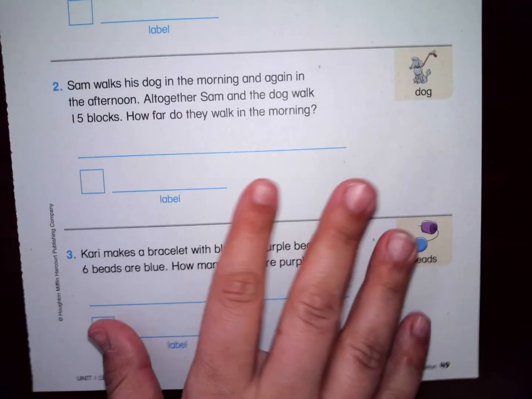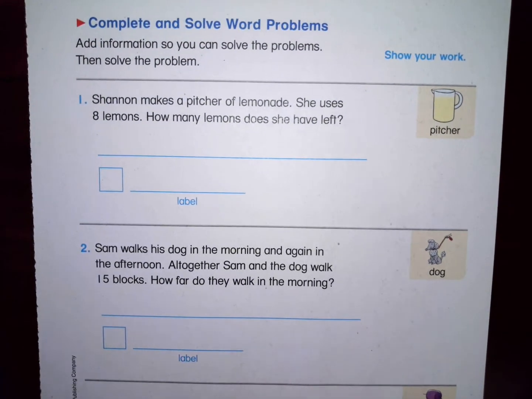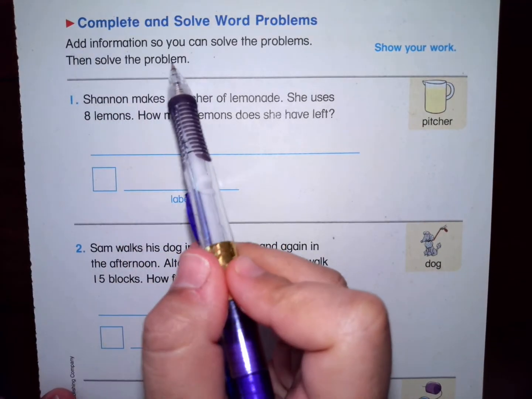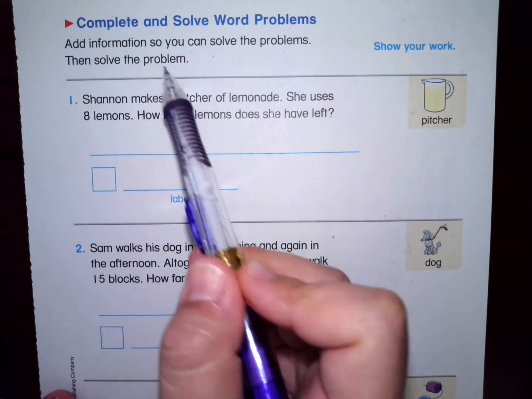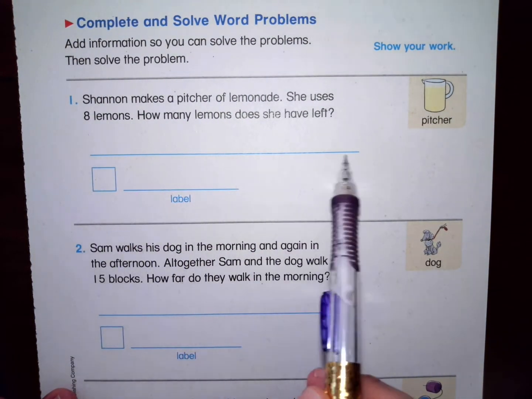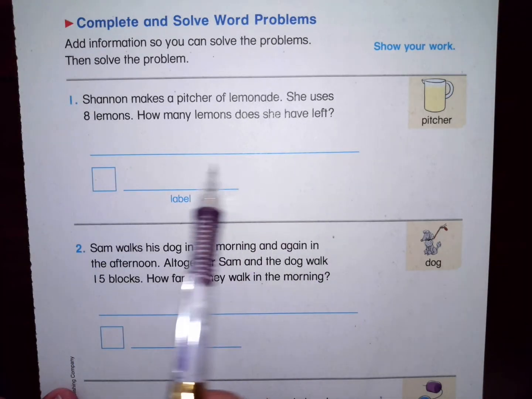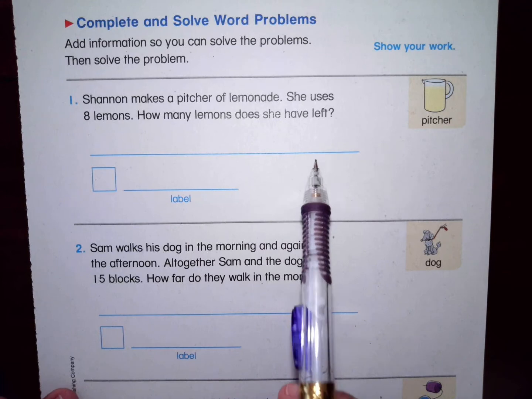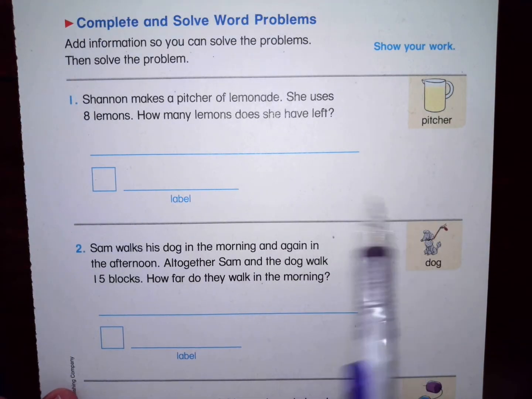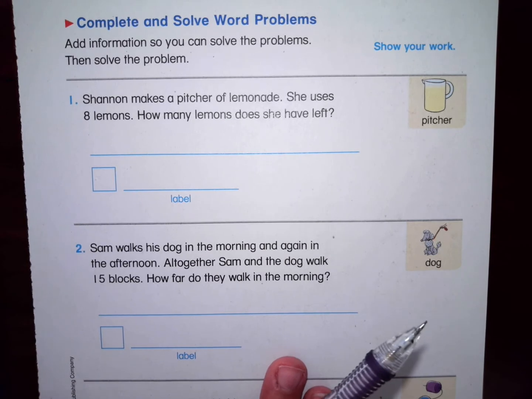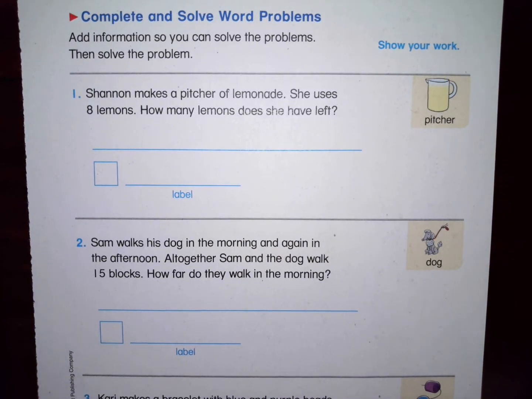So please grab your workbooks. We're going to be on page 49. You need to pause the video, go ahead. You also need a pencil. And when you're ready, let's get started. It says add information so you can solve the problems, then solve the problem. So this long line right here is where we are going to write in the missing information. And then we'll use this space to solve. It does not say that we have to draw a picture. So you are responsible. If you need to draw a picture, draw the picture. If you don't and you already know your math facts, that's fine. You can just solve it.